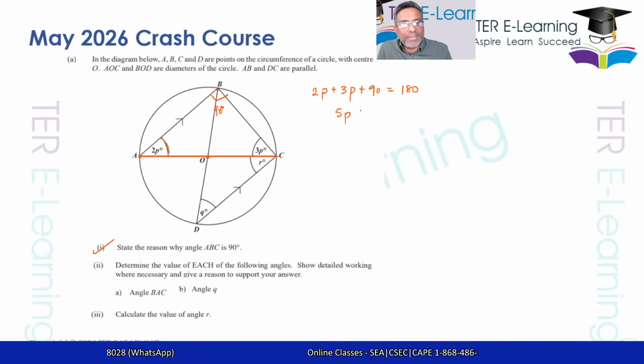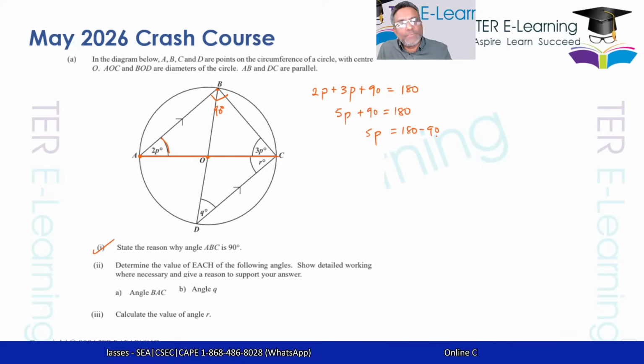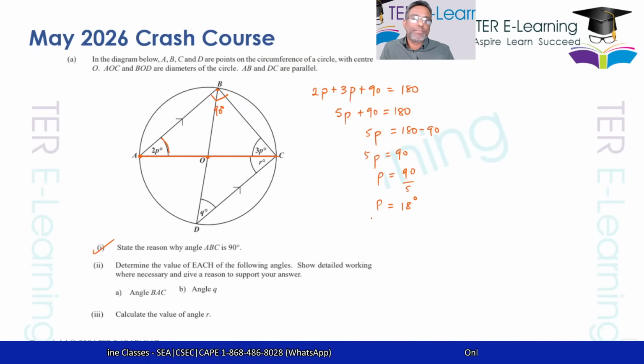So this is going to be 5P plus 90 is equal to 180. Therefore 5P is equal to 180 minus 90. So 5P is equal to 90. So P is equal to 90 over 5. Therefore P is equal to 18. That's 18 degrees here.